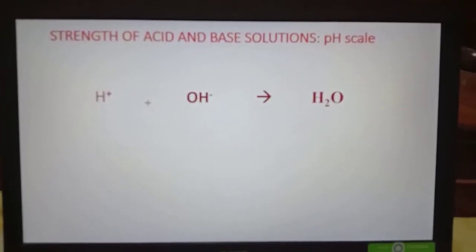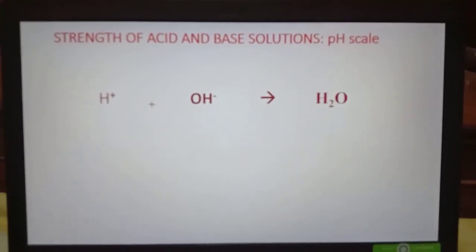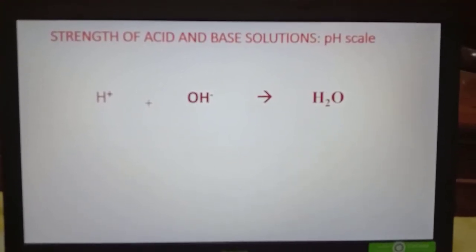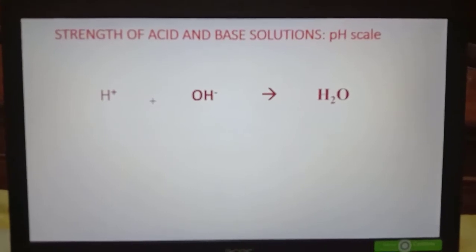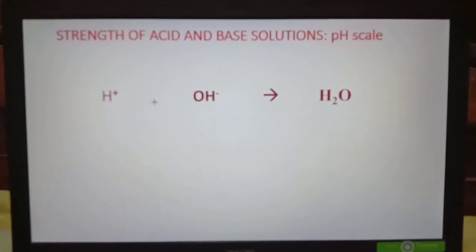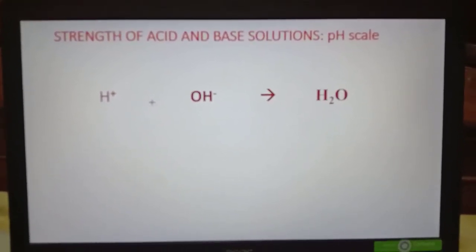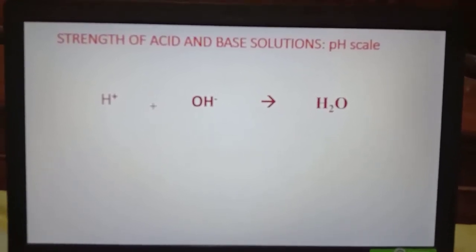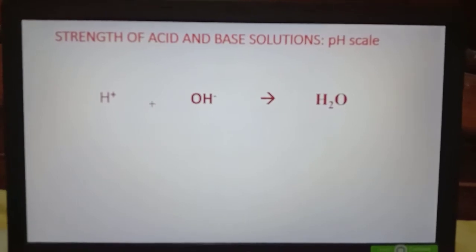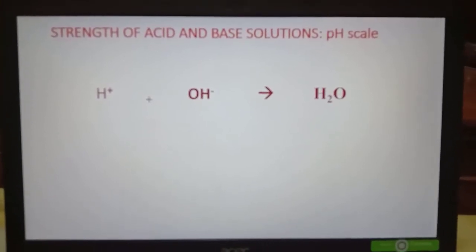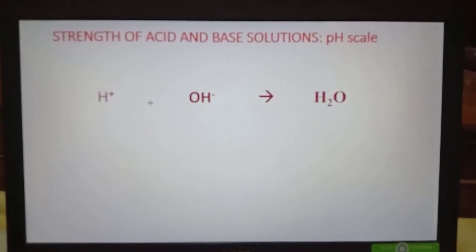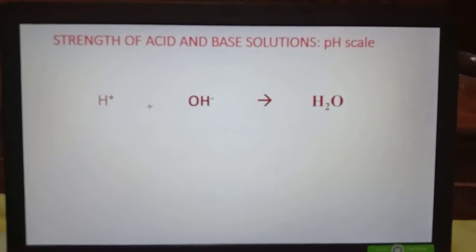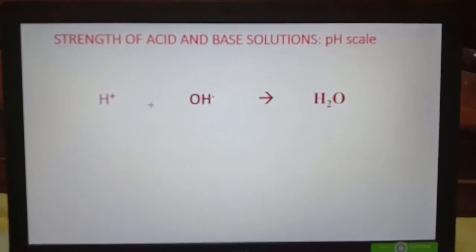Let's start, children. We all know the water molecule, H2O. It is made up of two kinds of ions, hydrogen ion and hydroxyl ion. Hydrogen ion, you already know, is responsible for acidic behavior. Hydroxyl is responsible for basic behavior. When these two ions combine, one molecule of water is formed. And we all know water is neutral in nature.